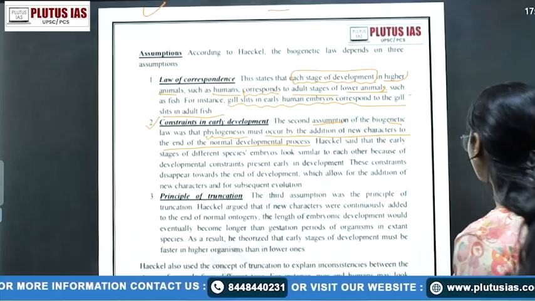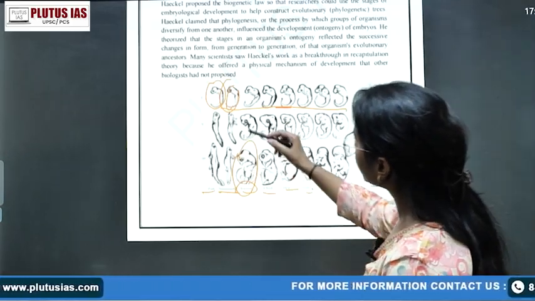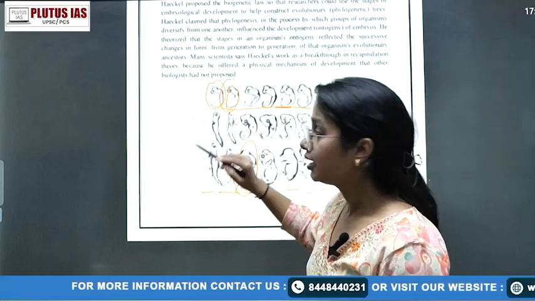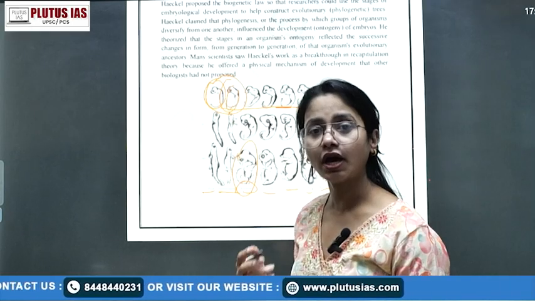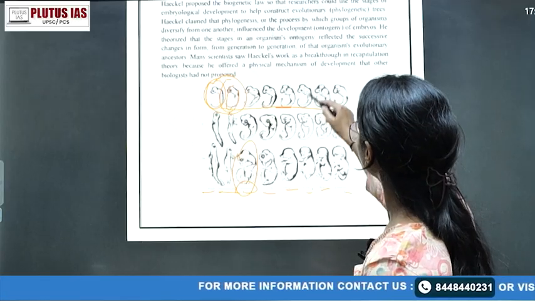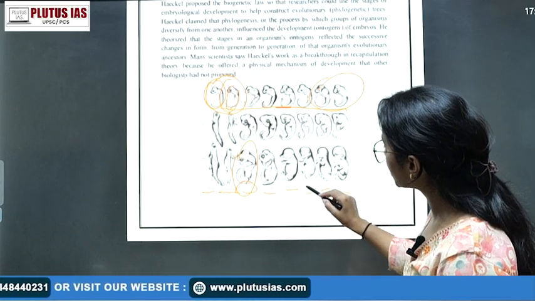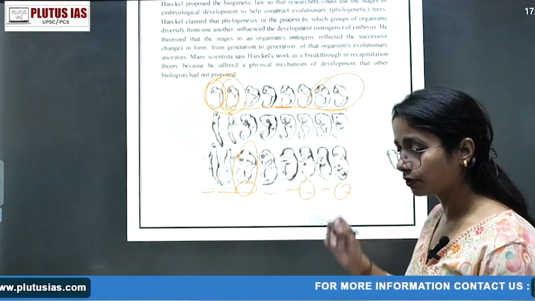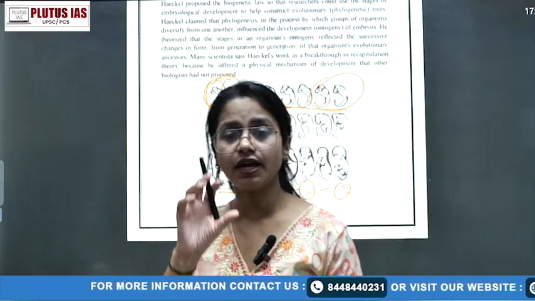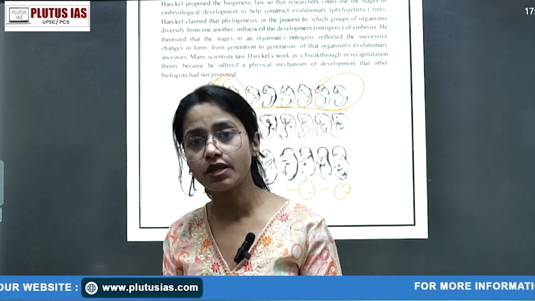So here, if we want to establish this statement, what it says is that whatever changes are occurring, initially both embryos look alike, right? Here in the fish or the salamander or any other one, suppose this. Whatever changes have occurred in, suppose, the chick or the human embryo, those changes were actually added at the end of the development. That means the initial embryonic development was similar.